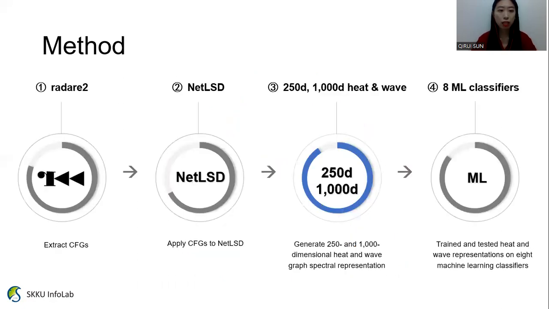This work uses a static analysis approach to analyze executable binaries. Specifically, we study the CFG for traits and behavior of maliciousness, which is effective and prevalent in malware analysis. We use NetLSD to extract heat and wave representations of CFGs. Therefore, we took the following steps. First of all, using Radare2's Python API, R2Pipe, we extracted CFGs for all Windows executables. Then, we applied NetLSD to the CFGs to generate 250 and 1,000 dimensional heat and wave graph spectral representations.